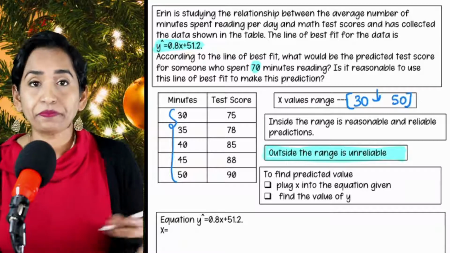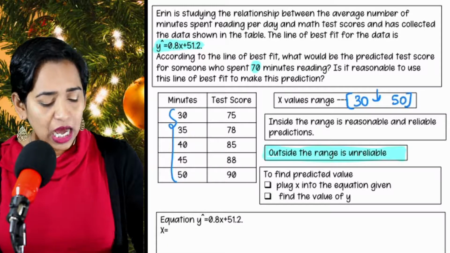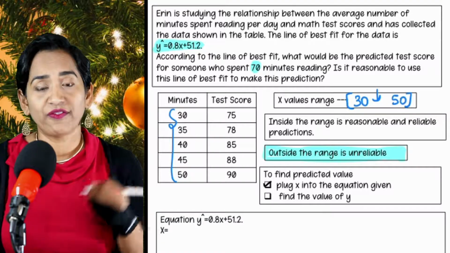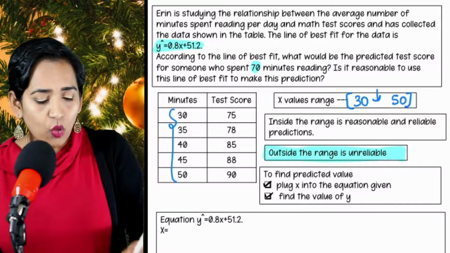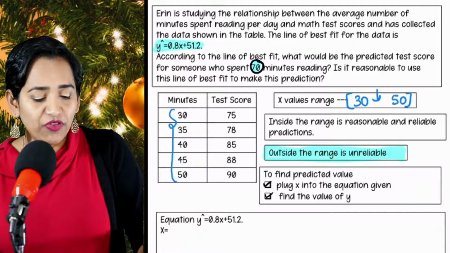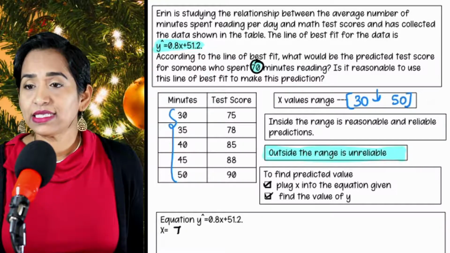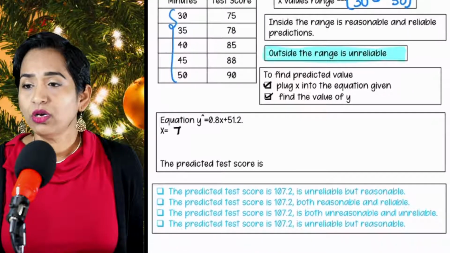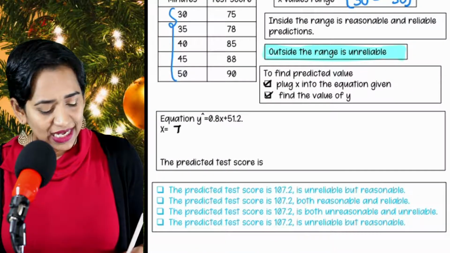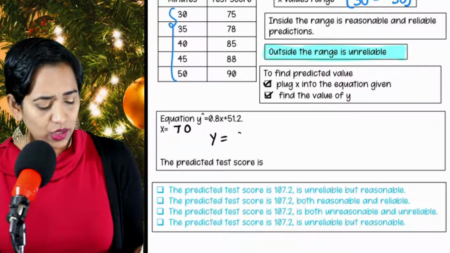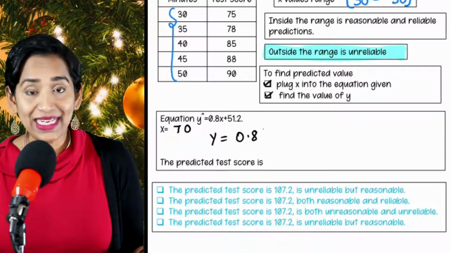Let's do it. How do I predict? I plug the x value into the equation and find the value of y. What is my x value? What did they ask me to find for? 70 minutes. So my x is 70. What do I do? Plug in. Y is equal to 0.8.